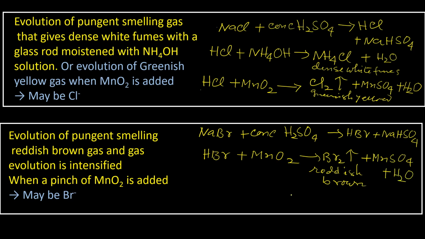So what will be the overall reaction? I'm not writing here. Look at here. HBr will get cancelled. So sodium bromide, sulfuric acid, manganese dioxide. Products are sodium bisulfate, bromine gas, which comes out as reddish brown gas, manganese sulfate. This manganese will combine with sulfate ion, and water.